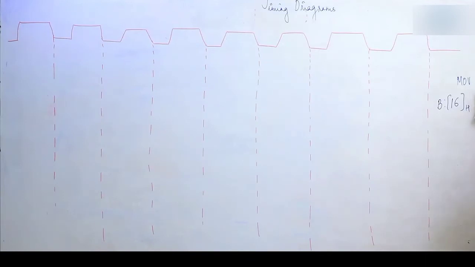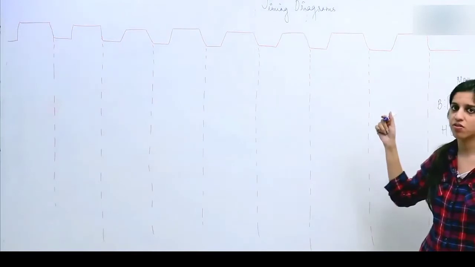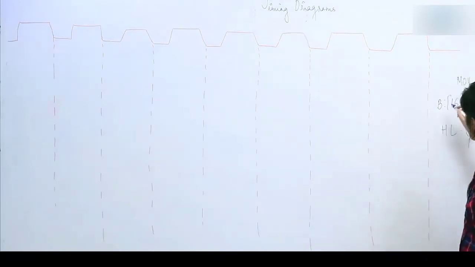M means memory. Memory location, address of the memory is indicated by HL pair. Suppose HL pair contains some value 2050H. So what happens after execution of this instruction is contents of register B are going to be written in the memory at location 2050H.